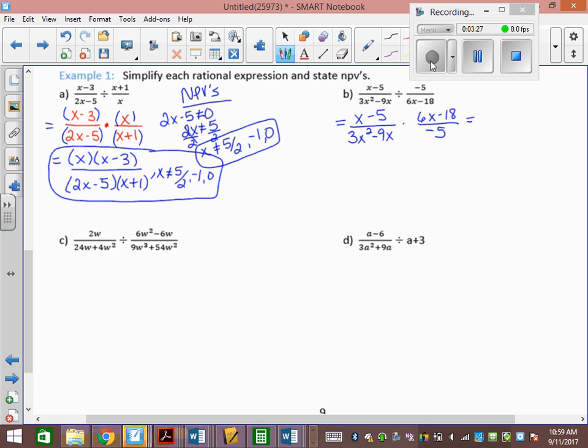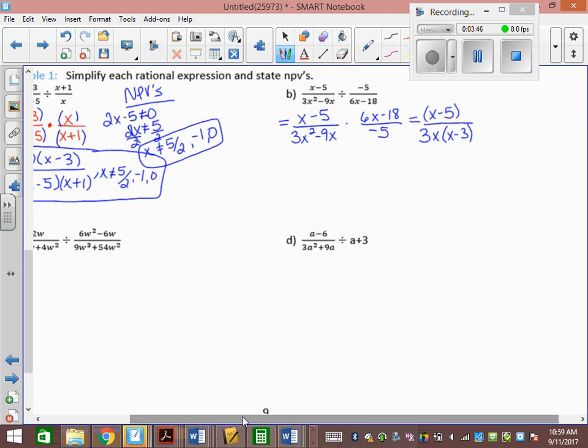So, on the top left, I have x minus 5. Not going to get any better than that. On the bottom left, I have 3x squared minus 9x. What can I take out? 3x. And then I'm left with x minus 3. What can I do with that 3 and that x? Brackets. Because they're not attached by plus or minus signs, they are separate. So I can put them in their own brackets. Times, top right. What can I take out? A 6. And then I'm left with x minus 3. What should I do with that 6? Put it in brackets because it's by itself. Over negative 5.